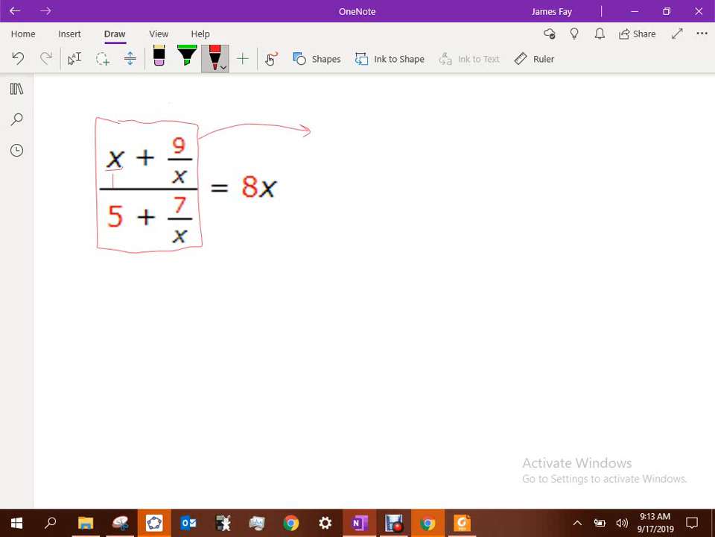So if I did that, what do I need here so that I can condense this into 1 fraction? I need to multiply this one by, the LCD is x, so I need to make this x on the bottom, so I need to multiply the top by that as well. So that turns into just x squared plus 9 over x. You guys agree with that? Okay. Let's do the same thing for the bottom.